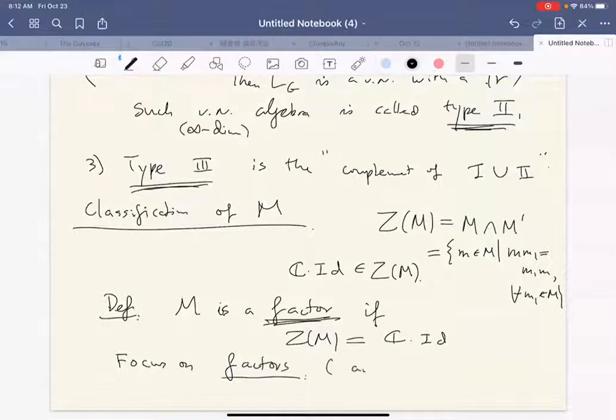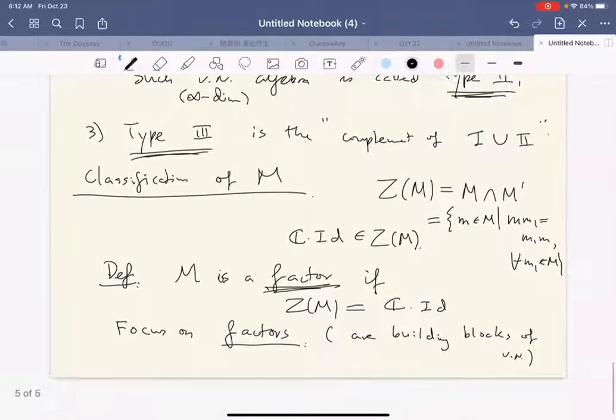So these are building blocks of von Neumann algebras in general. A factor is simply a von Neumann algebra whose center is trivial. If the center is not trivial, you can always cut down by the center, and then reduce to the factor case.